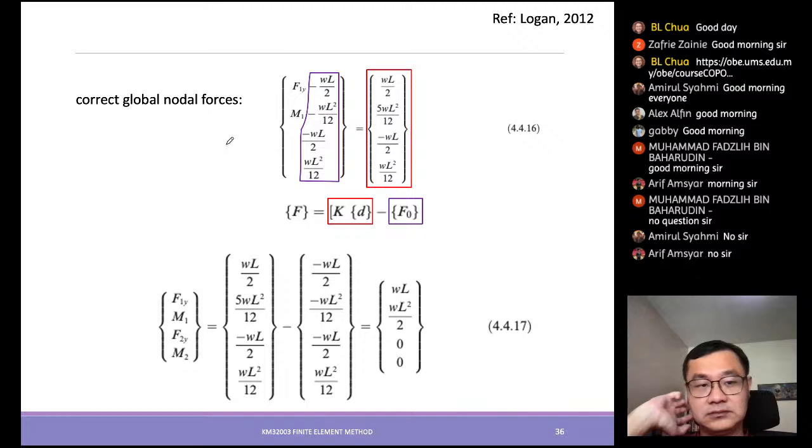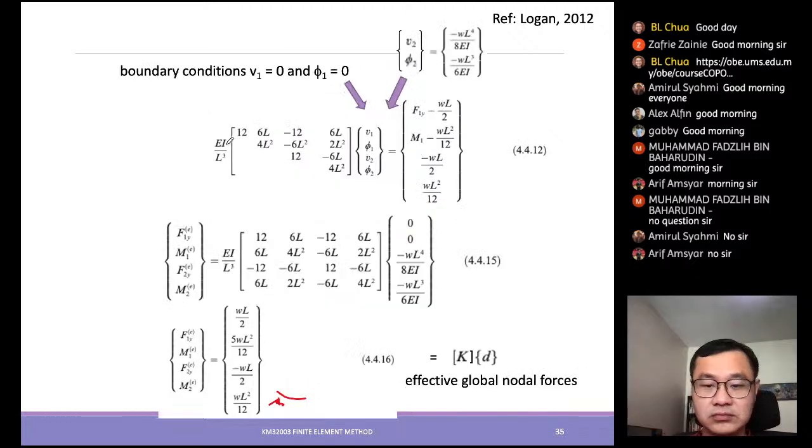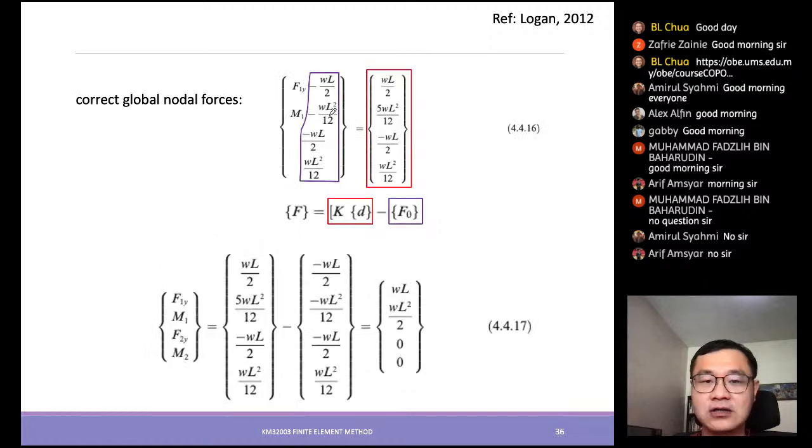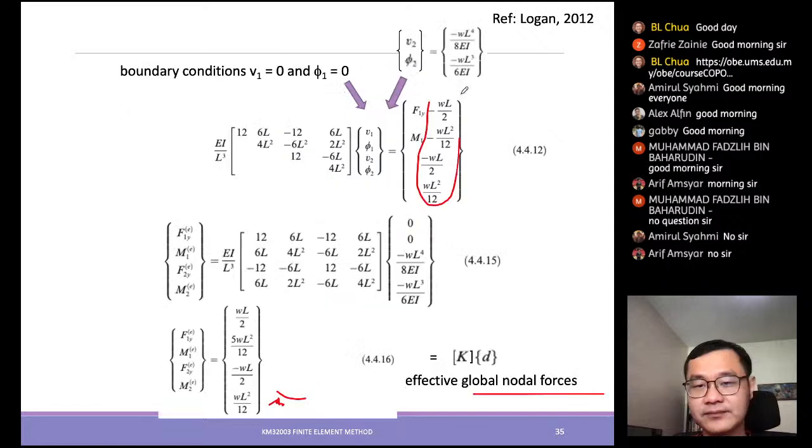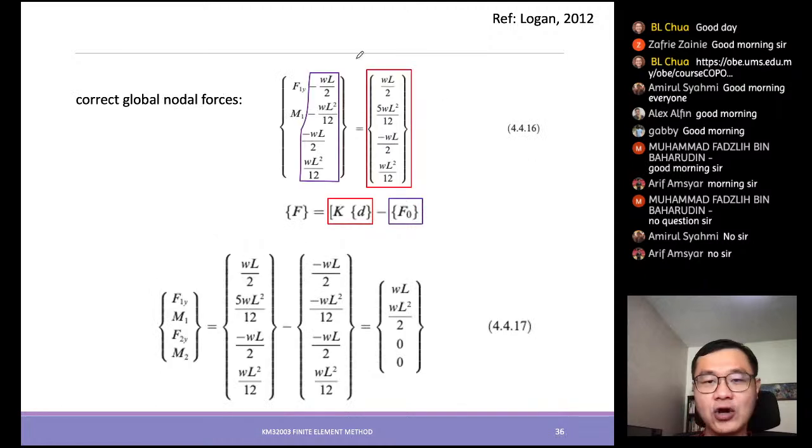So you will get the effective global forces and then the corrected ones. You can see that this is the WL over 2 and so on. Now what you need to do is take this form, which exists over here, and bring it over to the other side, so that you get what you need at the final solutions. So bring it over.